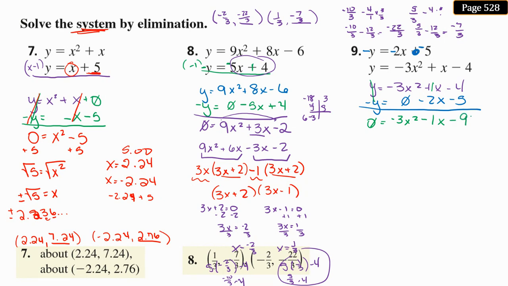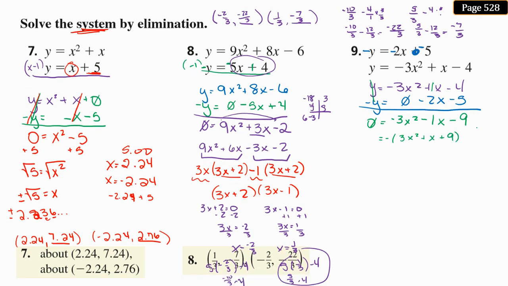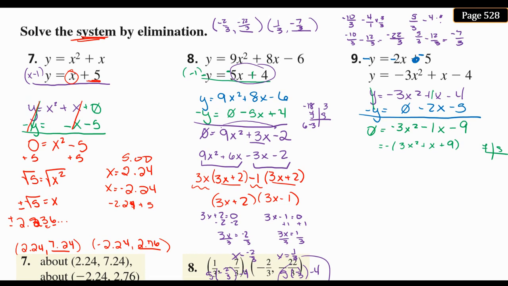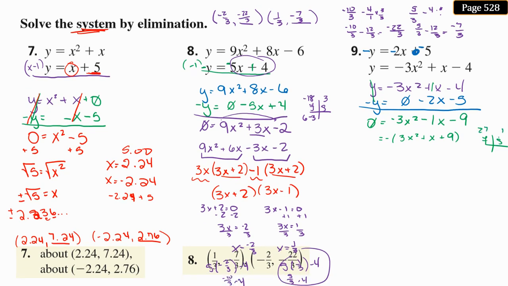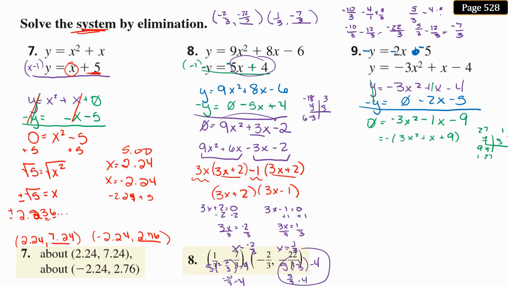All right, so now we're going to see if we can solve this. There's nothing I can pull out of here, so I can try to factor it. I'm going to pull out a negative real quick. So 3x squared plus x plus 9. 3 times 9 is 27, and I can do 9 and 3, 1 and 27. I think that's it, and none of those add up to a 1, so not factorable.